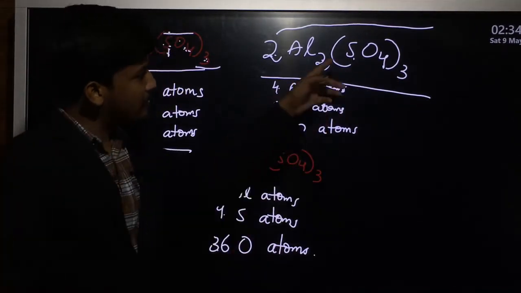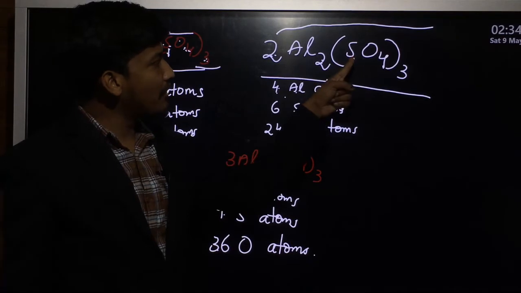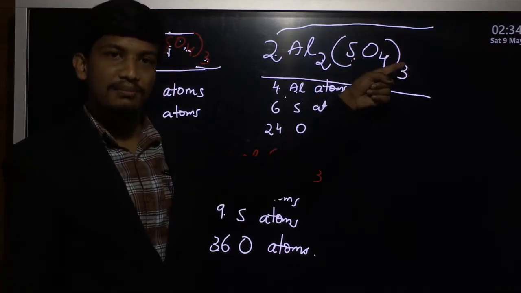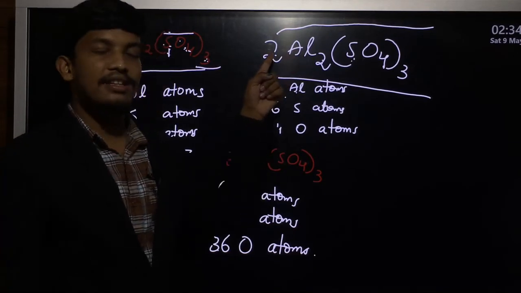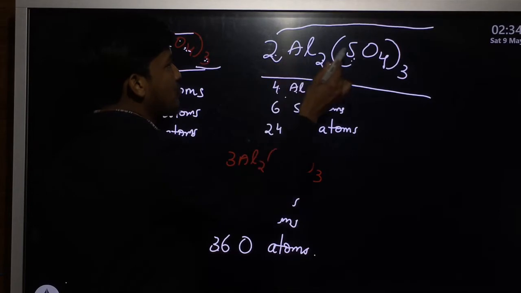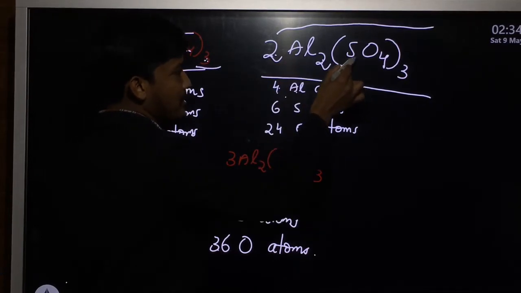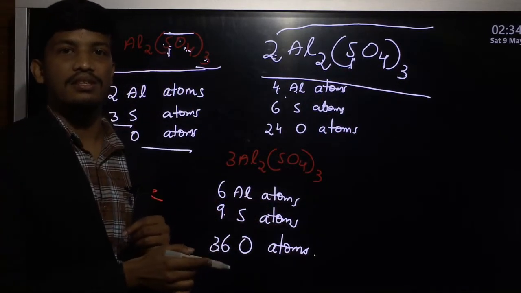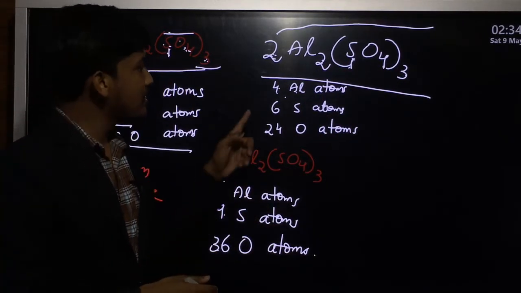Understand, sulfur is present in the brackets, so we have to multiply the number of sulfur atoms by the outside number and also by the coefficient, because the coefficient is 2 here. So the number of sulfur atoms will be 2 into 1 because S1, so 2 into 1 is 2, then 2 into 3 is 6. So the number of sulfur atoms is 6.